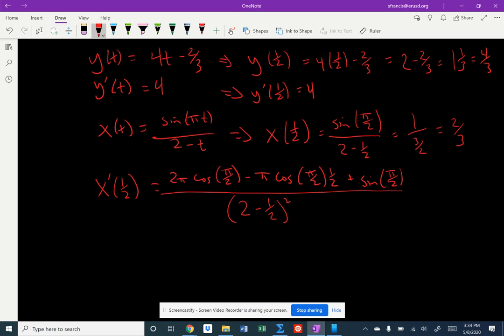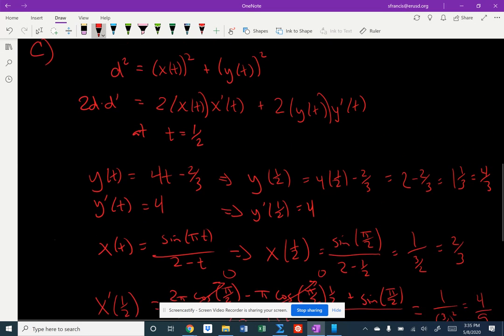Now, hopefully you remember that cosine of pi over 2 is 0. And so both of these terms go to 0. Sine of pi over 2 is 1. And then down here, we're going to have 3/2 squared, or 9/4, but it's a reciprocal, so we'll use 4/9.